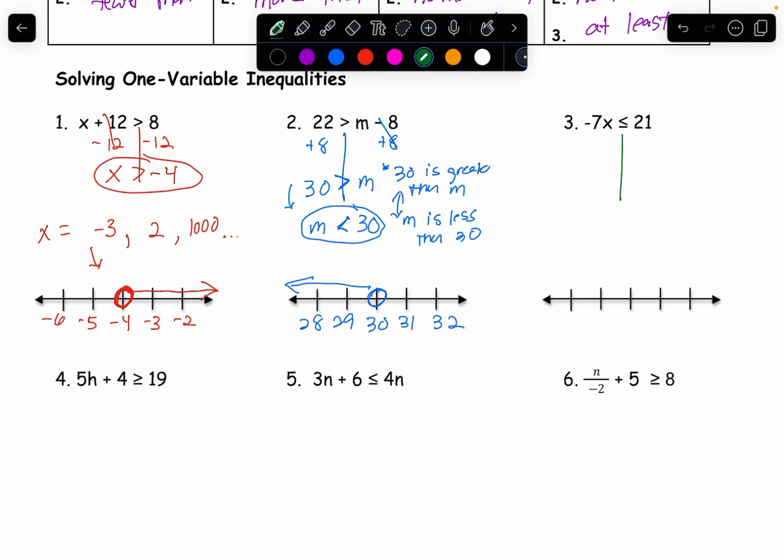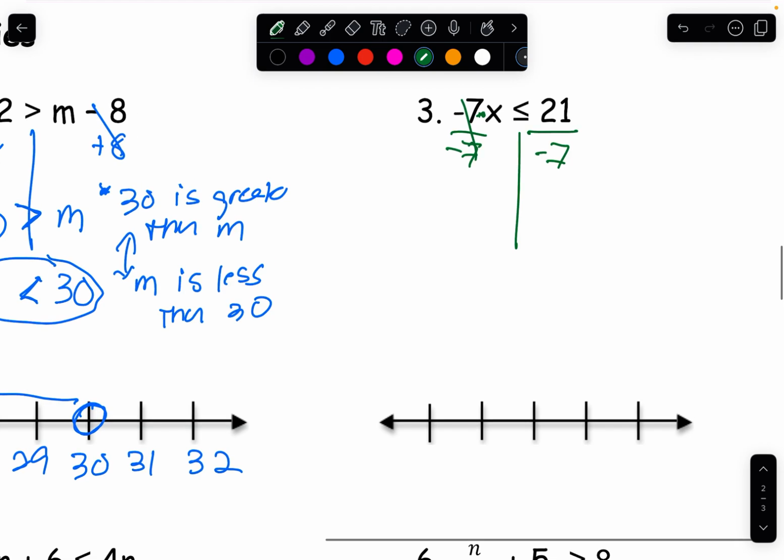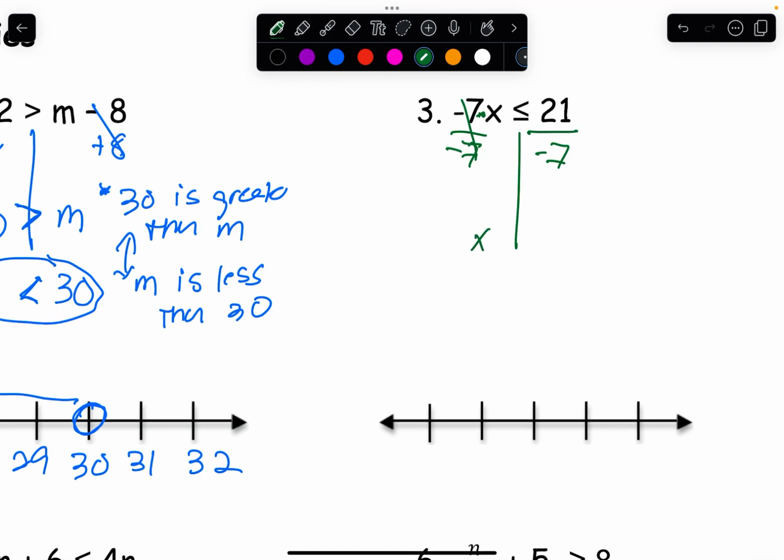All right, this next one. So -7x really means -7 times x. So we're going to undo multiplication by dividing both sides by -7. So here's where there's a little twist. So when we divide by a negative, that is actually going to flip our inequality symbol. So I want you to write that in here.